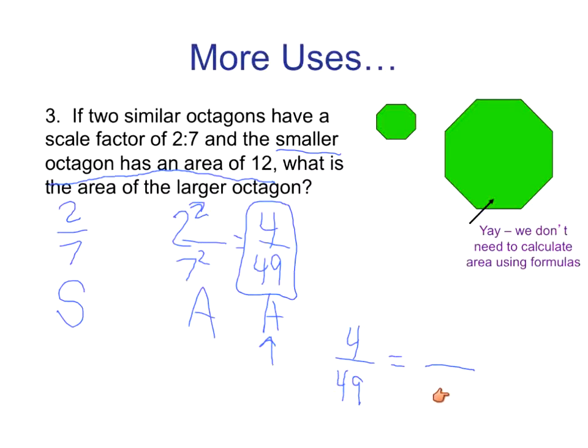49 belongs with the larger octagon. How do I know? Because it's the bigger number, there's no other reasoning behind it. So 4 would go with my smaller, 49 goes with my larger. So think about it. Where's the 12 going to go?